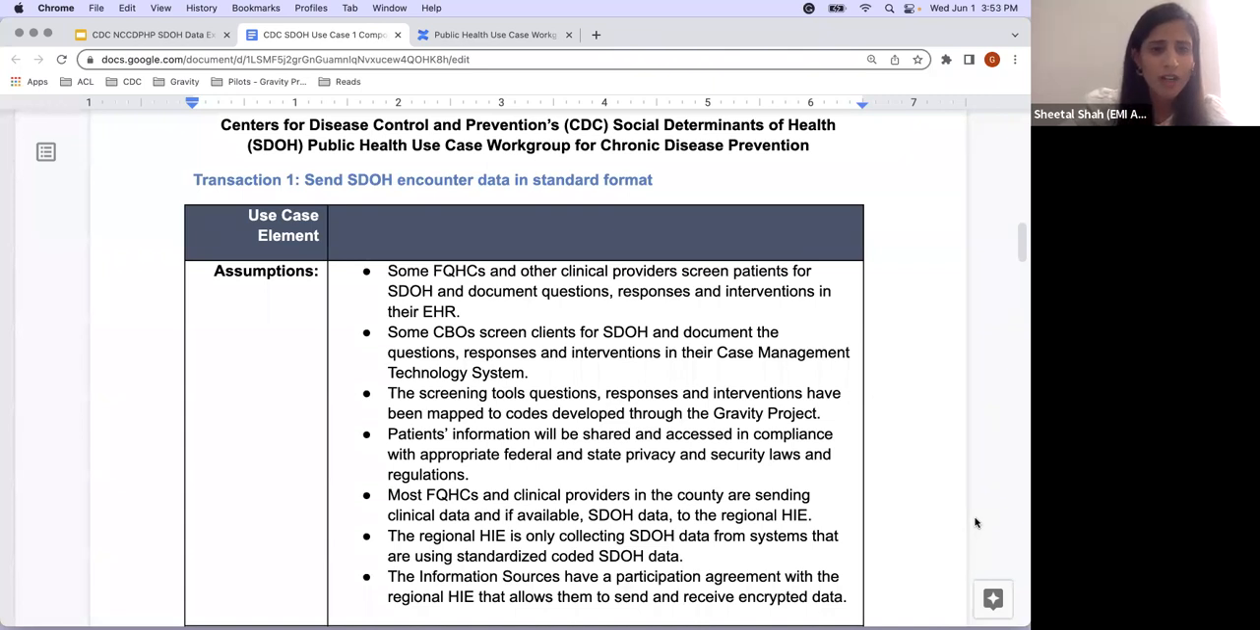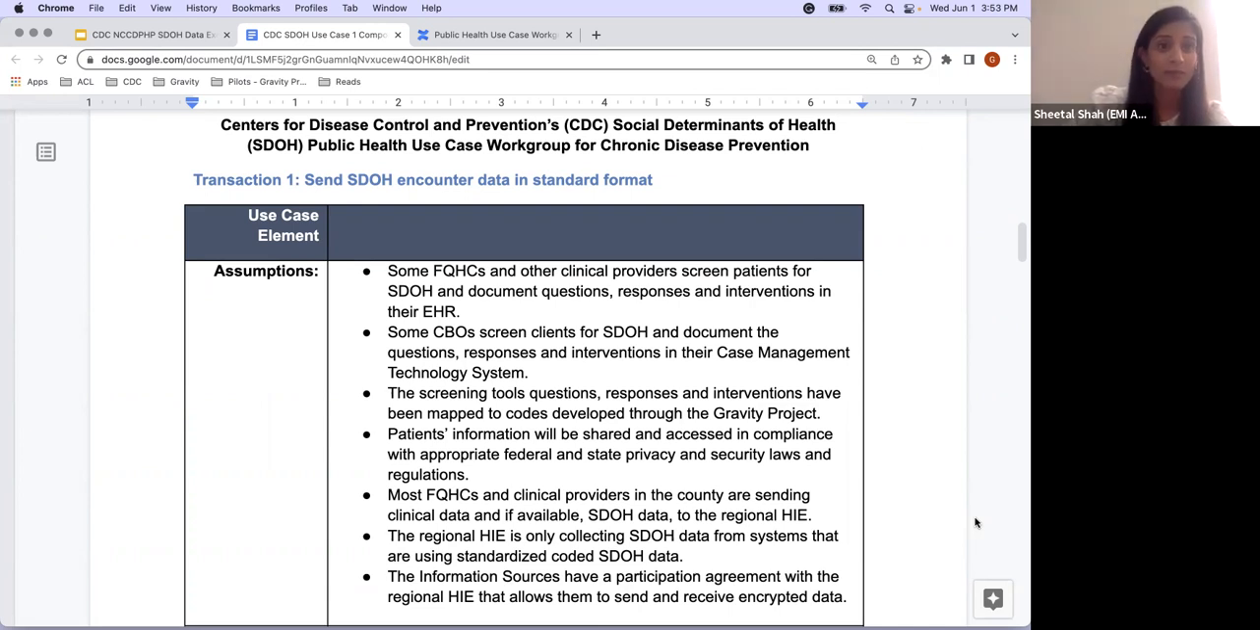So just quickly walking through the assumptions, we wanted to make sure we stated up front that, as Amy alluded to earlier, we're hoping this will drive to a desired future state, but right now, maybe only some FQHCs and other clinical providers are screening patients for SDOH or social risks or social needs, and they document those question and response pairs and interventions in their EHR. We also wanted to clarify, similarly with our community-based organizations, that only some of them might be electronically screening, for example, the screening responses, questions, and their interventions in their technology system. So going in with a lot of assumptions up front, hopefully can get us aligned on what we think might be happening to help enable this story.